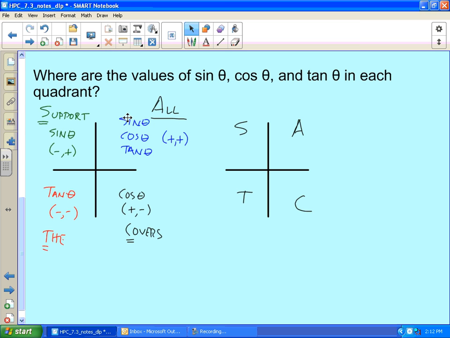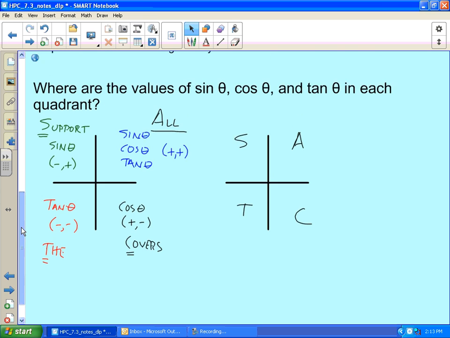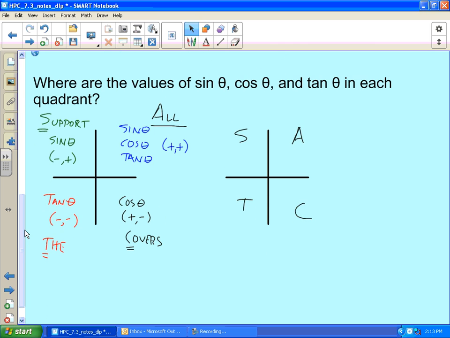That's how you're going to remember what the values of the functions are within each quadrant. That just means the positives. And so cosine is going to be negative in quadrants 2 and 3. Tangent will be negative in quadrants 2 and 4. And sine will be negative in quadrants 3 and 4. So there we go, there's the ASTC acronym.